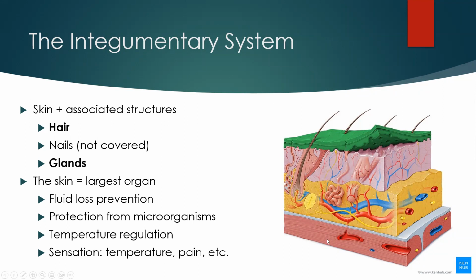Okay. All right, so you should be familiar with this image from your lab manual. What we're talking about with the integumentary system is all skin and associated structures. So we'll talk a bit about hair. We are not going to cover nails because it's not a huge part of your lab manual. It won't be tested in lab, but we will cover glands, and those tend to be tricky for people, histology-wise. Overall, this guy is our largest organ.